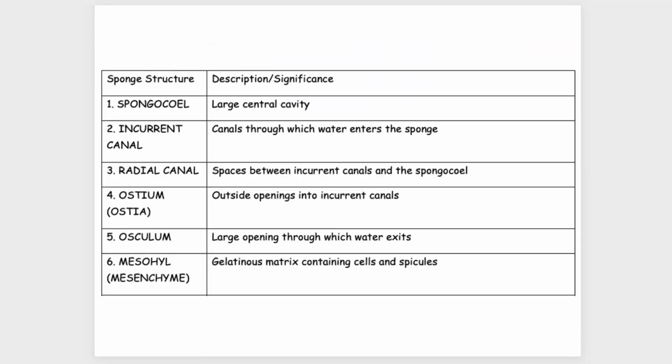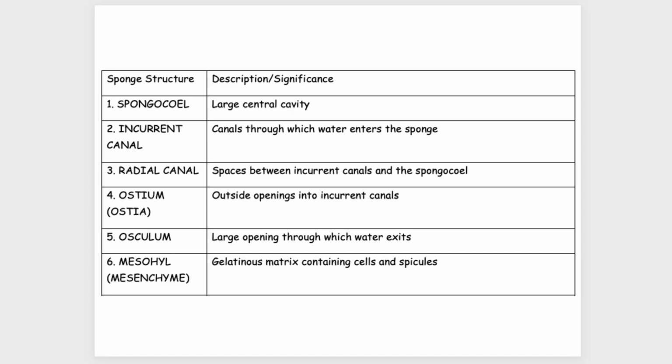So then just to look through some of these structures and what their functions are, like we just mentioned, the spongocoel, that is the large cavity in the center of that cupped structure there, that vase-like structure. Then you have canals. They're going to bring water in. We call that an incurrent canal. And then the spaces between incurrent canals and the spongocoel, we call that radial canal. The ostium, or plural ostia, would be the outside openings into the incurrent canals. And then the osculum is the large opening where water exits the top of the sponge.